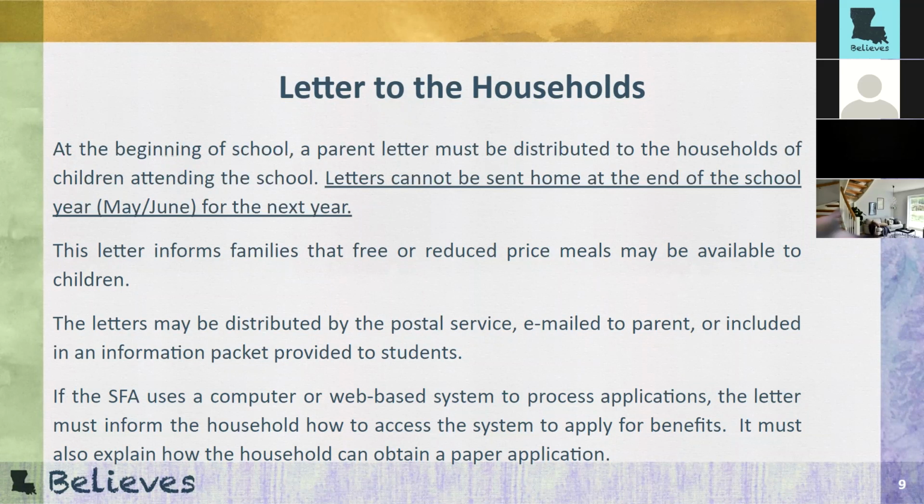If the school system uses a computer or web-based system to process applications, your letter must inform the households how to access the system to apply for benefits. And if you are using an electronic system to process applications, you must also explain how the household can obtain a paper application if they so wish to do so.